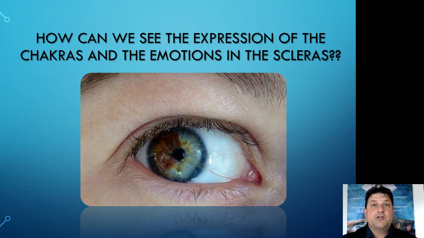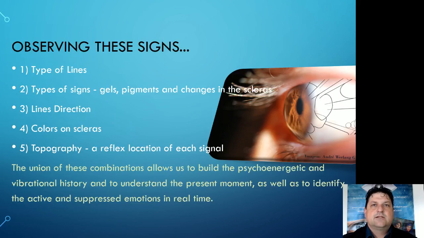How can we see the expression of the chakras and emotions in the sclera? That's the big question that all of you watching this webinar have, isn't it? So let's see. We observe these signals and signs: what type of lines we are seeing, the type of signals and signs, gels, pigments, and changes in the sclera. The sclera tissue also tells us information about the chakras, vibrational fields, and emotions and thoughts.